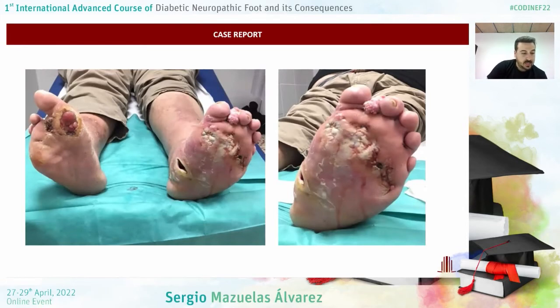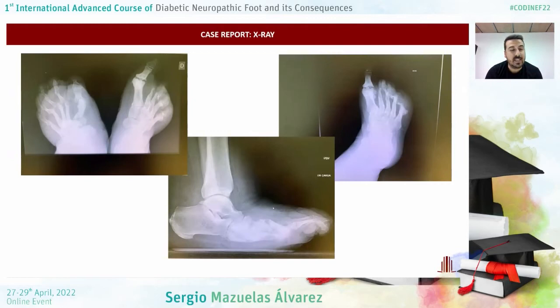As you can see, the left foot had multiple infected ulcerations, and the right one had a typical neuropathic ulcer, sorry. Both of them of several years of evolution. Also, as you can see in the X-ray image, the patient had multiple bone fractures and destruction.